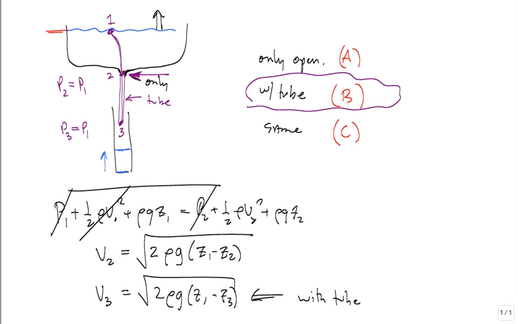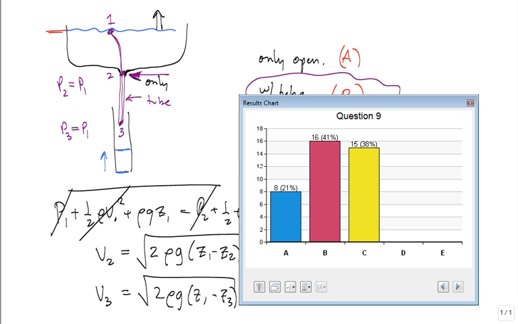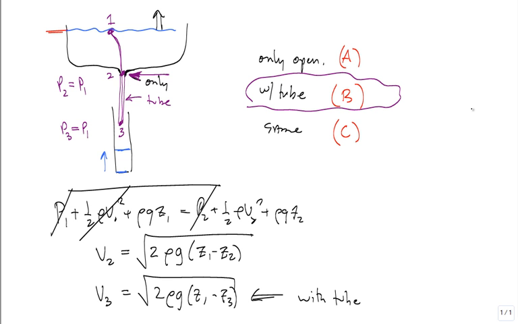All right, let's grade it. Be done. What? Come on now. So it's B. No more clicker questions.